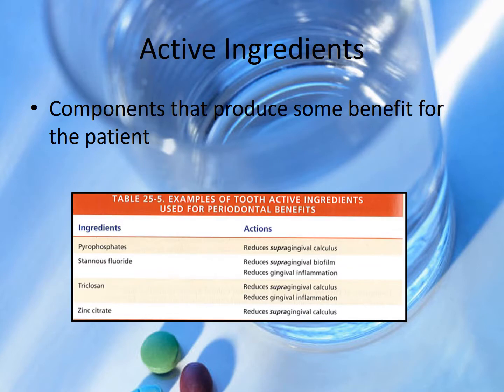With any product, you're going to have active ingredients. Active ingredients are the components that actually produce some benefit for the patient. When you look at the table below, you can see the ingredients on the left-hand side of the table and then actions on the right. So for instance, if you take the pyrophosphates, it actually reduces supragingival calculus. So you always want to know what the active ingredients are, especially so that you can counter whatever adverse effect that your patient may be having. So for instance, if they're having a lot of calculus buildup, then you may want to include a toothpaste that has the pyrophosphate in it.